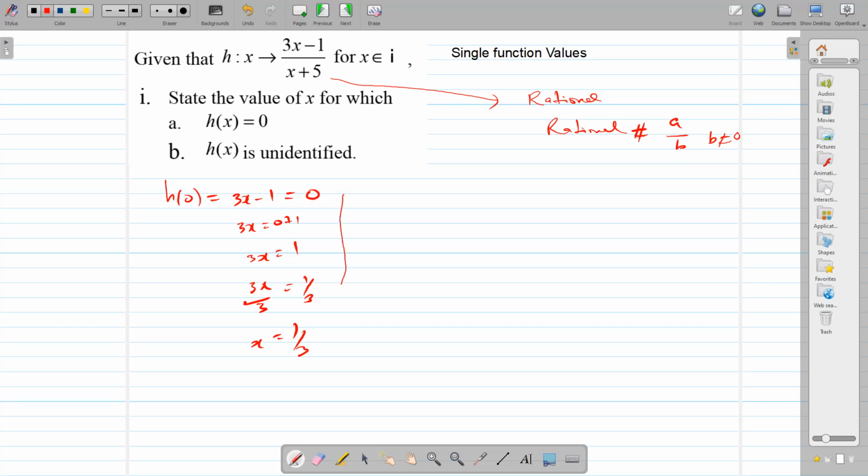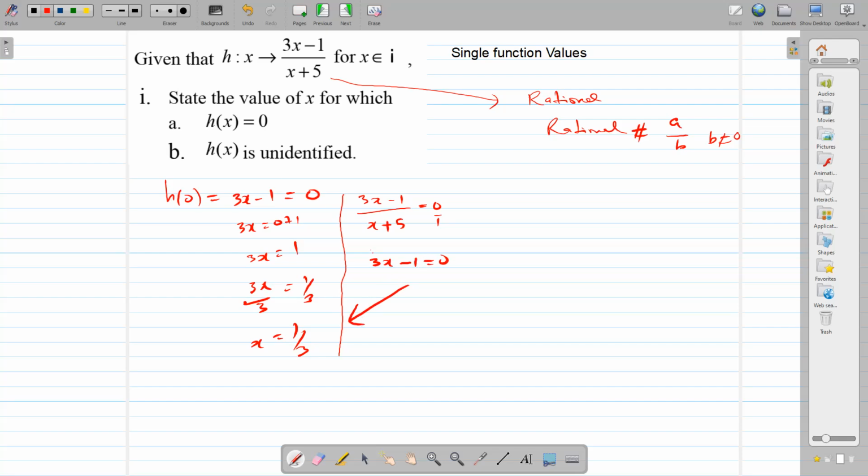You could also write your question as h of x, which is 3x minus 1 over x plus 5 equals 0, and cross multiply it. X plus 5 times 0 is 0. 3x minus 1 times 1 is equal to 3x minus 1. So you end up with just solving the numerator, and the result is what we have here.